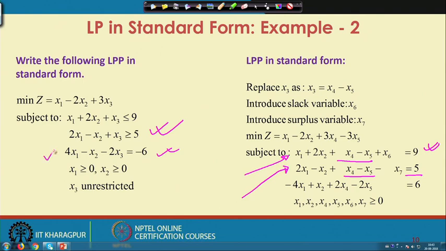Finally, in the last constraint, we have multiplied both sides by minus 1, and then x 1, x 2, x 4, x 5, x 6, x 7 are all greater or equal to 0 because of non-negativity constraints. So, this is how we can convert any linear programming problem which is given in non-standard form to standard form.